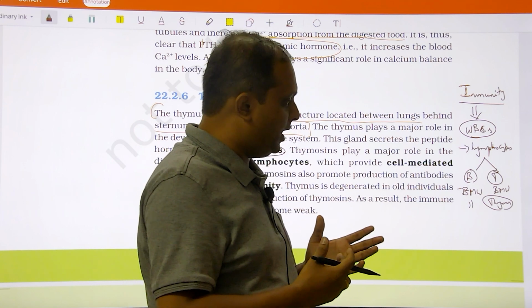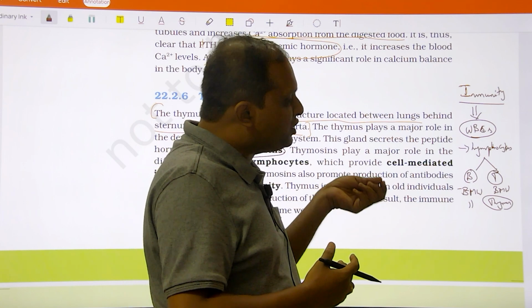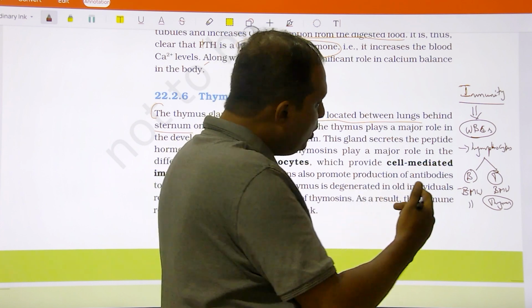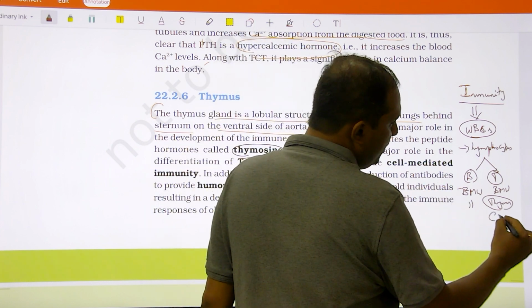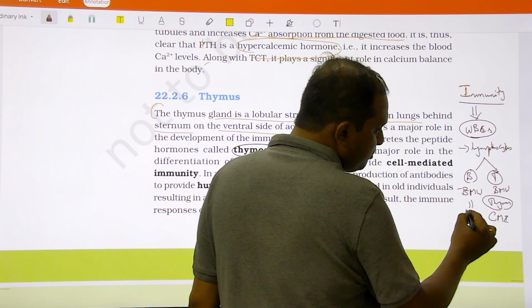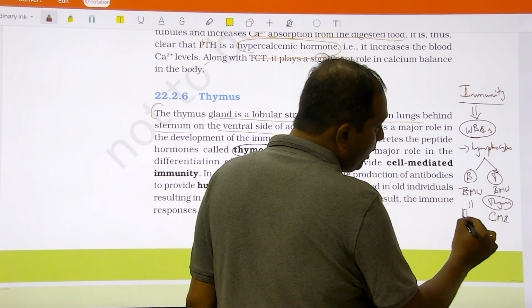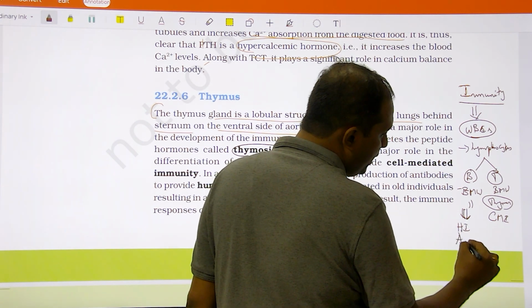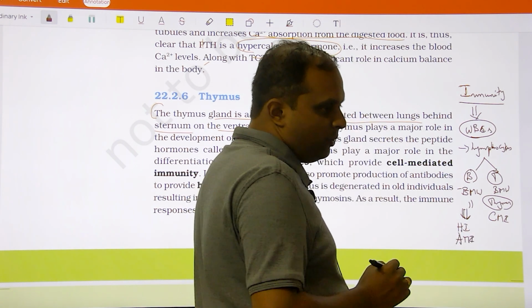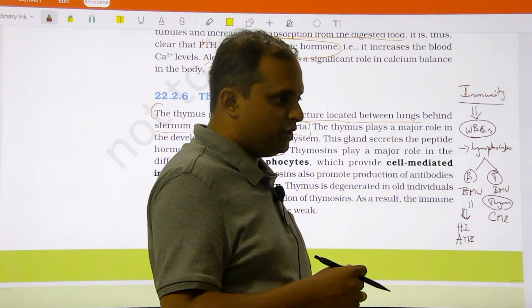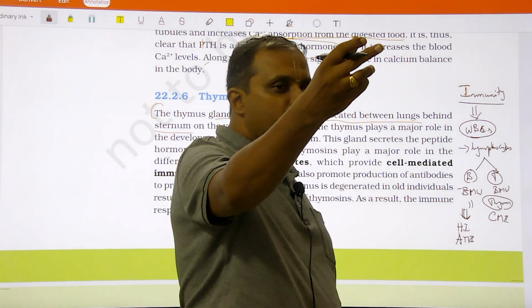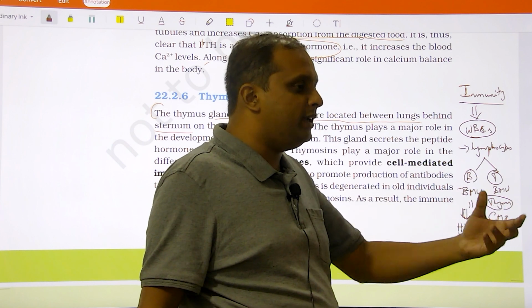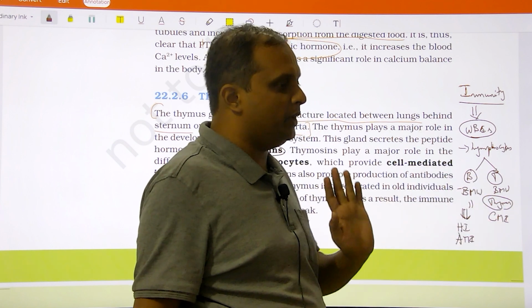Thymosin is directly involved in the maturation of T lymphocytes. Once T lymphocytes are matured, they give immunity, and that is called cell mediated immunity. Whereas B lymphocytes give humoral immunity, otherwise referred to as antibody mediated immunity, because a humoral response means an antibody response. It kills the target by producing antibodies. With T lymphocytes, the cells themselves get directly involved, hence it is called cell mediated immunity.